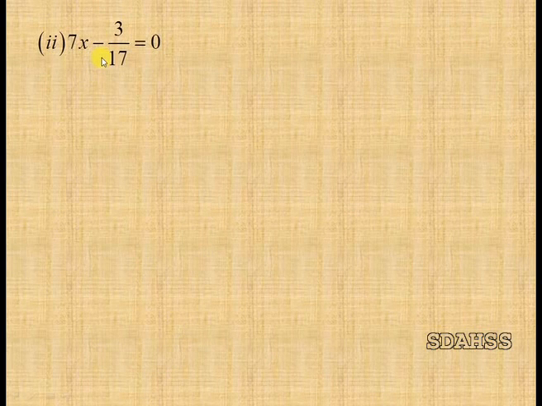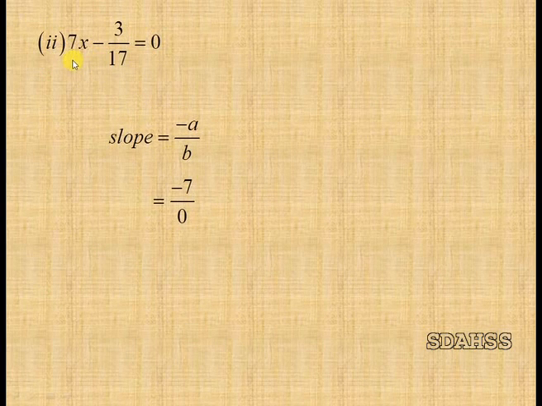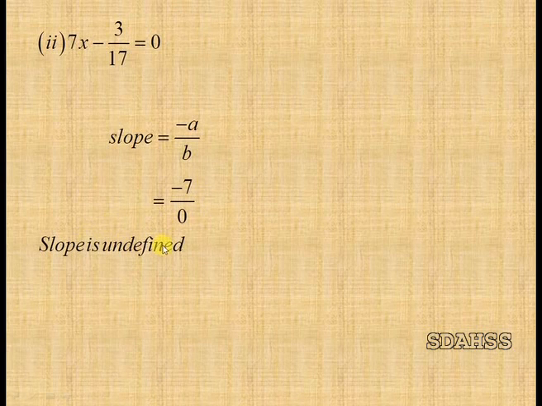Subdivision 2. 7x minus 3 by 17 is equal to 0. Then slope is equal to minus a by b. A means coefficient of x. Here coefficient of x is 7. So minus 7 divided by b, which means coefficient of y. Here there is no y term, so coefficient of y is 0. So minus 7 by 0 means undefined. So slope is undefined.